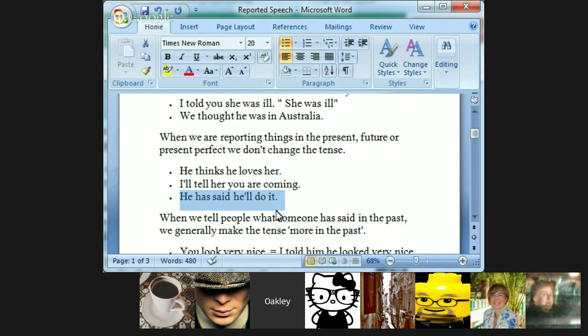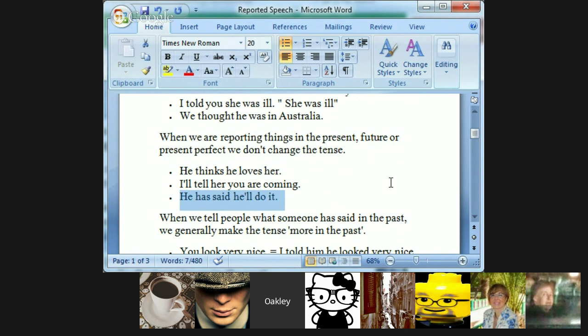All right. But anyway, just reporting the fact. It's a little different if you're just reporting a fact or if you're reporting actual speech. If you want to report a quote, what somebody said, it's a little different. But just the fact, you don't have to. That's what this means. When we're reporting things, not what somebody said, things, facts, whatever, we don't need to change the tense. That's the point. "He has said he'll do it."